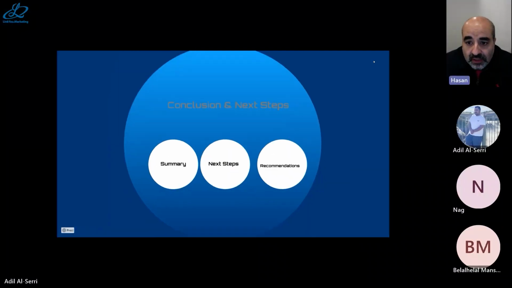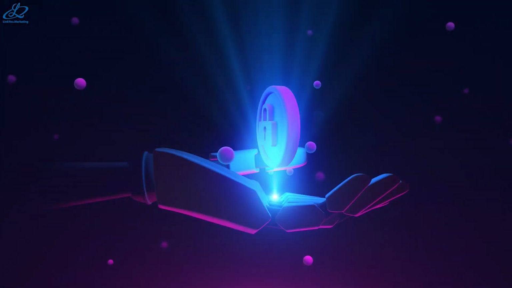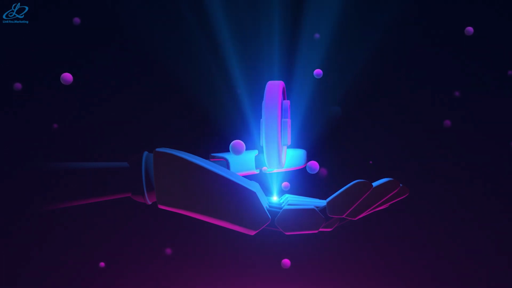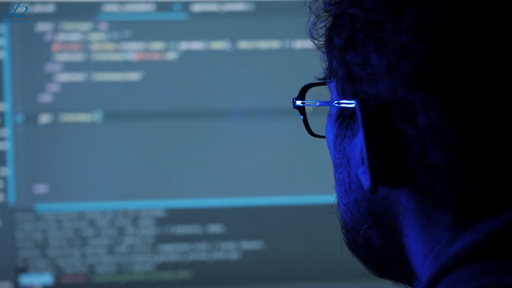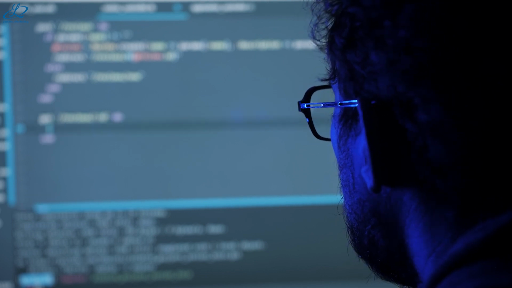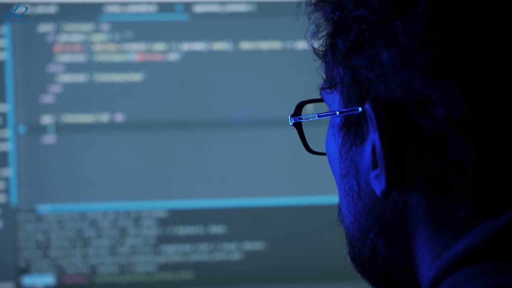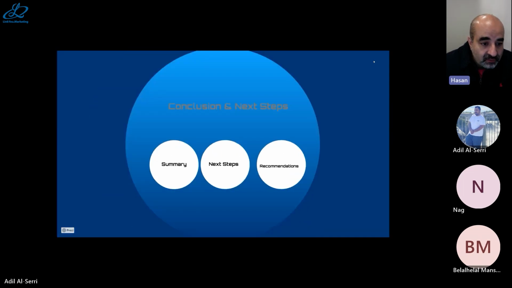With respect to next steps, we suggest that regular testing be implemented to enhance the security of our databases and prevent potential breaches. And lastly, with the recommendation, we should look for good cybersecurity talent, to ensure that they can maintain our networks and databases in accordance with cybersecurity guidelines, strengthen our authentication protocols, and overall ensure the security of an organization. This is imperative. This is important.